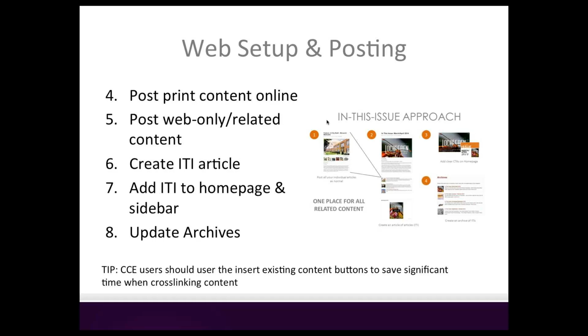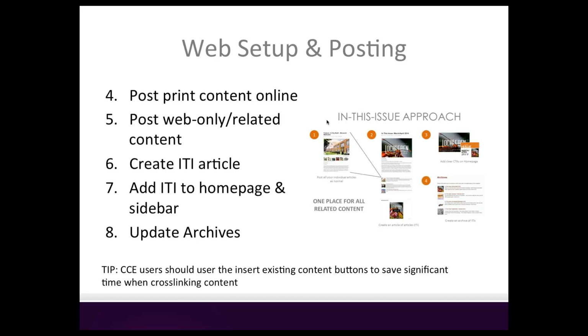The first thing is obviously you want to post your print content online. Now, different publishers have different views of how and when and so forth, but eventually your print content needs to be posted online. And no, I don't mean in pure digital edition form. That's an option, but it needs to go up as an article or as an event or whatnot. And it should be cross-linked.